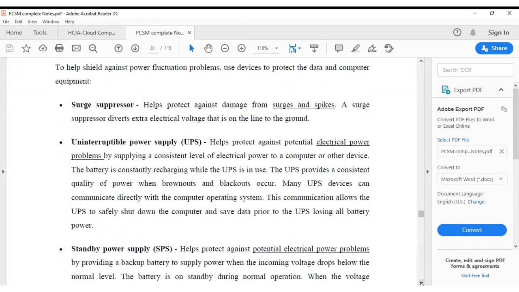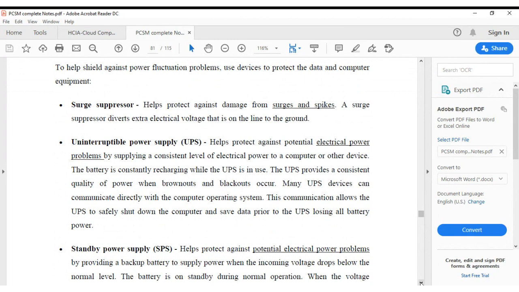Now, the battery is constantly recharging while the UPS is in use. The UPS provides a consistent quality of power when brownouts and blackouts occur. UPS is an uninterruptible power supply that reserves some power in case there is a failure of main power. It gives you some time so that you are able to shut down your computer properly.